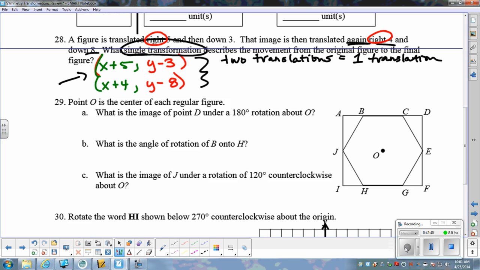So that means I'm going to end up moving right 9 spaces when I take the x plus 4 and the x plus 5. And then I will be going down, again, because I'm going down 3 and then down 8. And I'm going to take the sum, and that would mean I would be going down 11 for that y value.